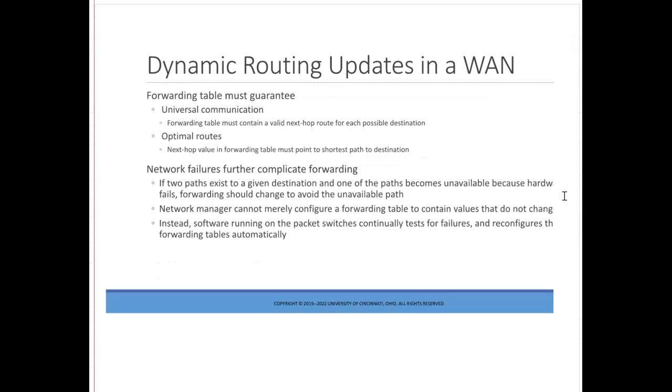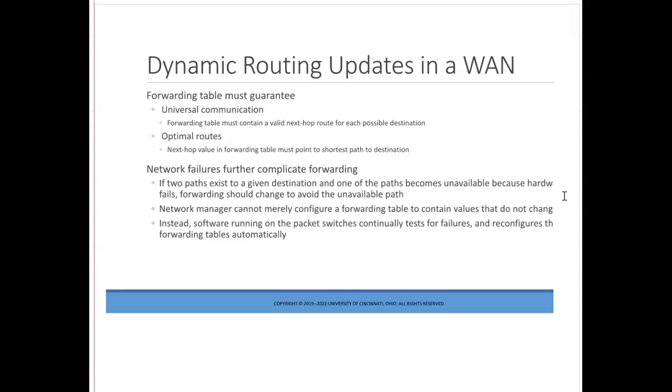A forwarding table must guarantee universal communication, and the forwarding table must contain a valid next hop route for each possible destination address. The forwarding table must contain optimal routes for a destination. Thus, in the forwarding table, the next hop value for a given destination must point to the shortest path to the destination. Network failures further complicate forwarding.